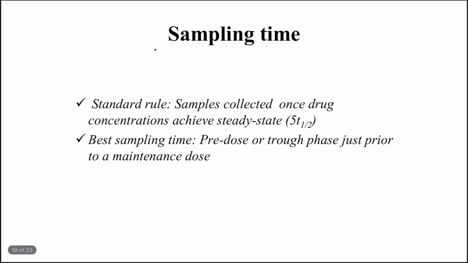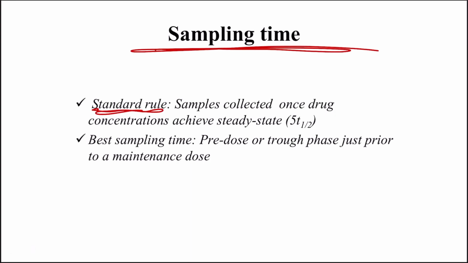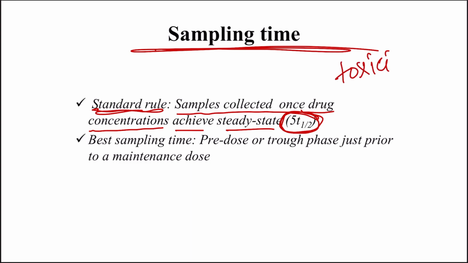Now coming to the proper sampling time. The standard rule is that samples are collected once the drug concentrations achieve steady state. That is, steady state concentration is achieved after 5 half-lives of the drug. But we can take samples of body fluids, that is the plasma, if we are suspecting toxicity. In that case we can immediately take the samples for therapeutic drug monitoring. We don't have to wait for 5 half-lives or a particular time.